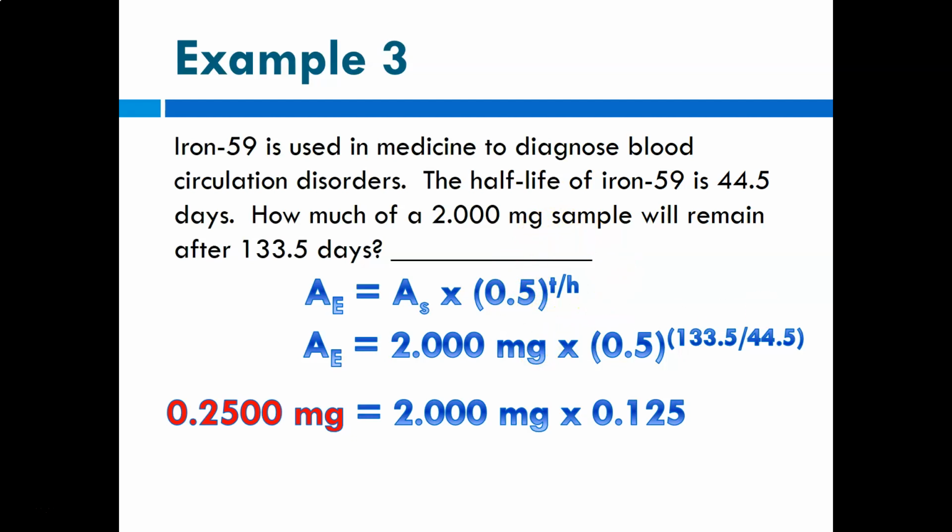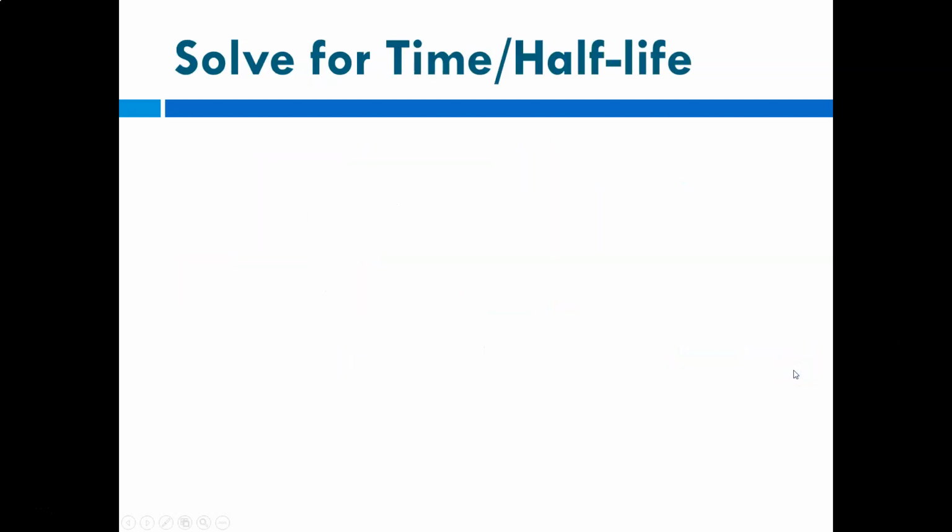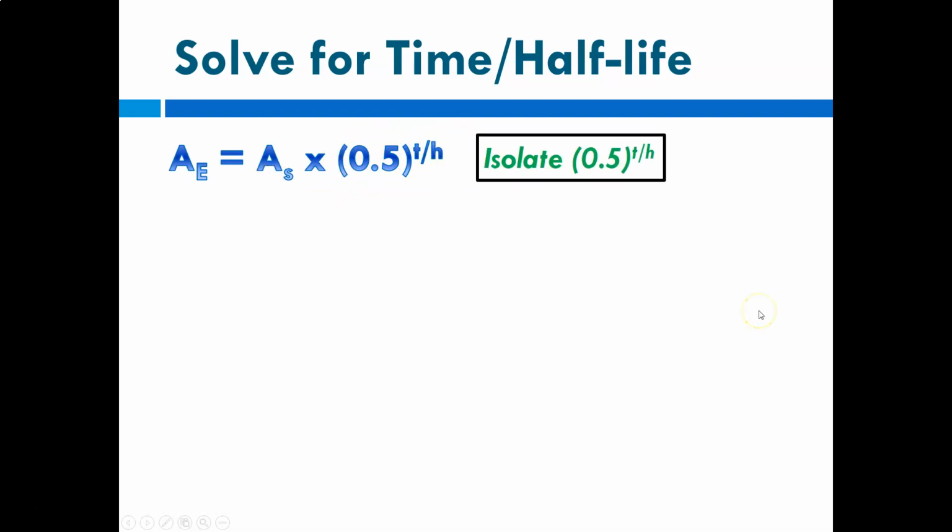And sometimes people forget how we solve for exponents. You've learned this in math class, so let's go over how we do that. When we want to solve for an exponent, what we need to do is use logarithms. So let's walk through how we would rearrange this equation to solve for our exponent. The first thing you want to do is get this piece all by itself. So divide both sides by AS to isolate the piece that has the exponent.